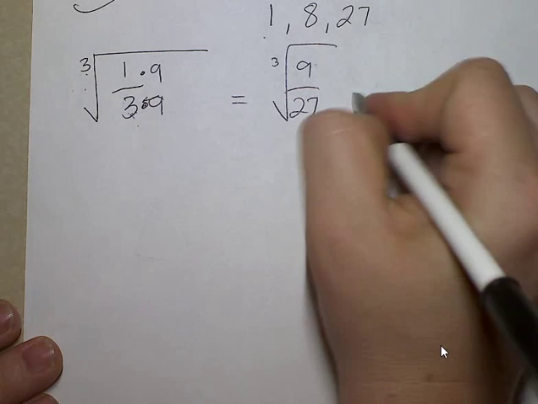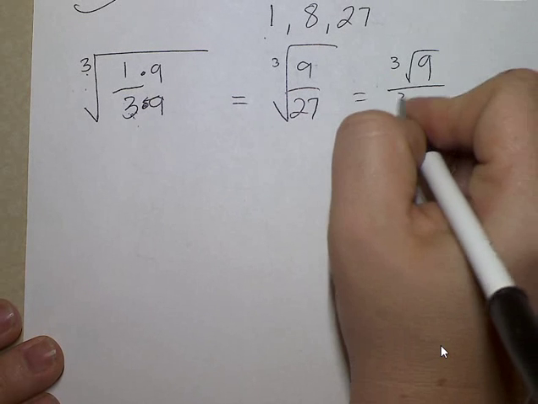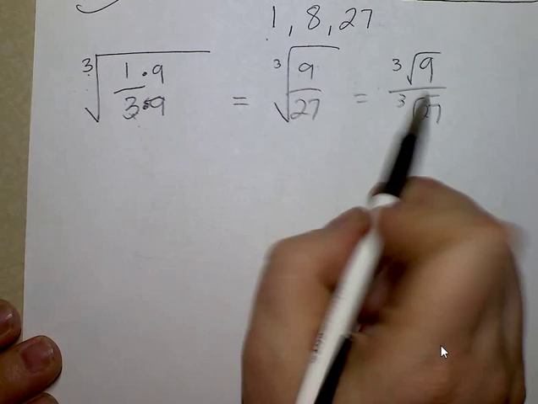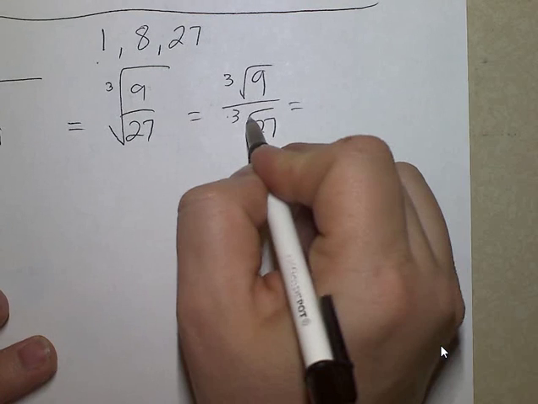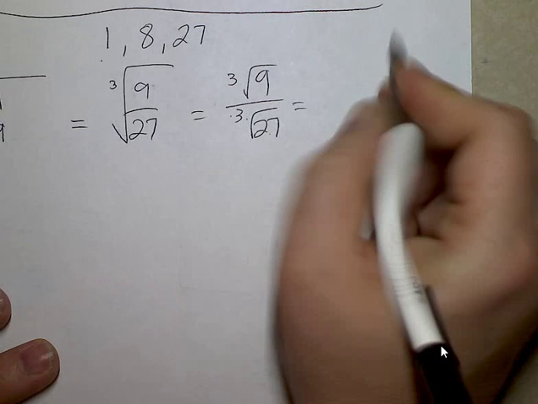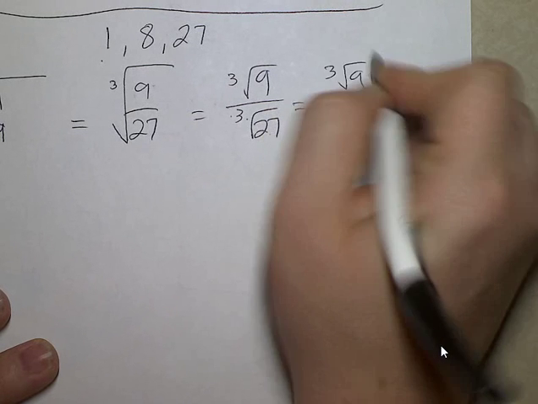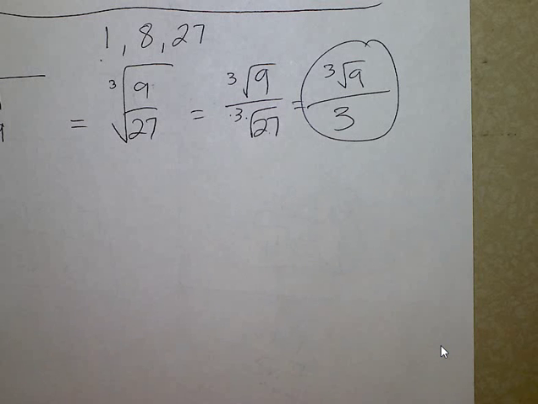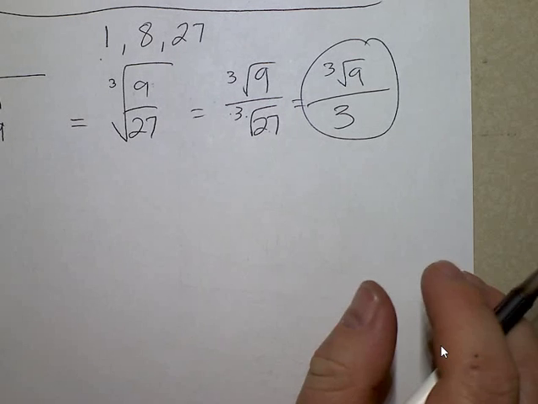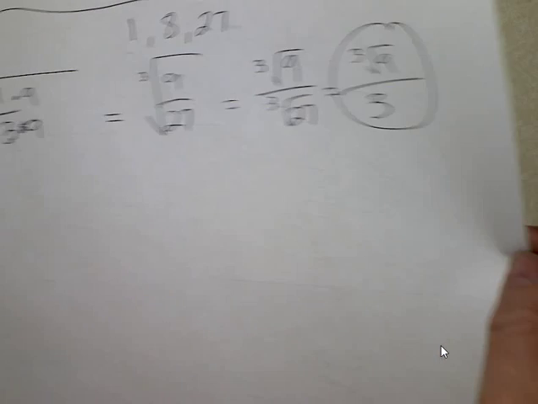I'm going to break it apart. What is the cube root of 27? That means what times itself 3 times gives you 27? 3. This problem is done. We no longer have a radical in the denominator. All right, next.